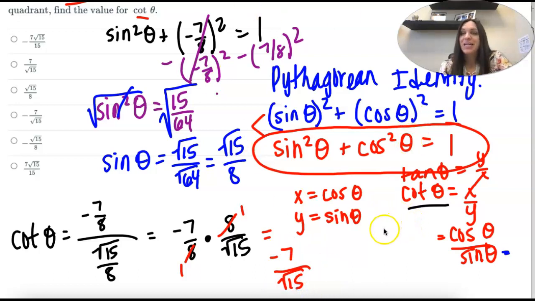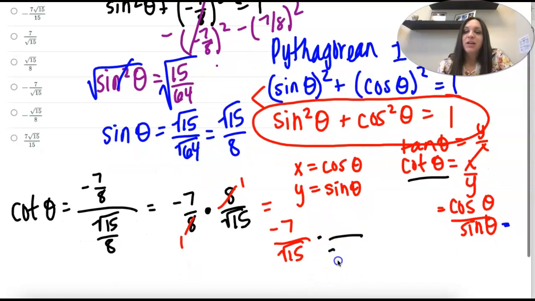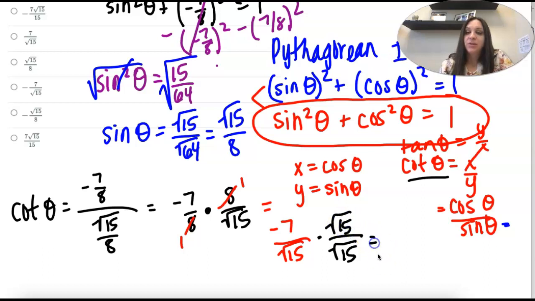This just keeps going, okay? We can't have a square root on the denominator, so we have to rationalize. I'm multiplying by the square root of 15. So now I have -7 square root of 15 over 15.